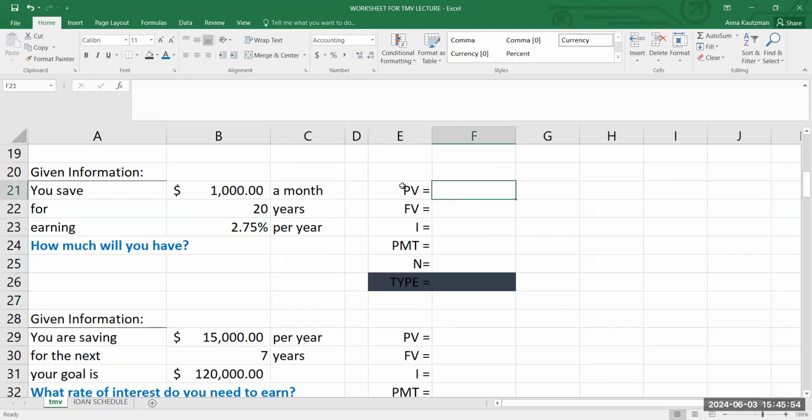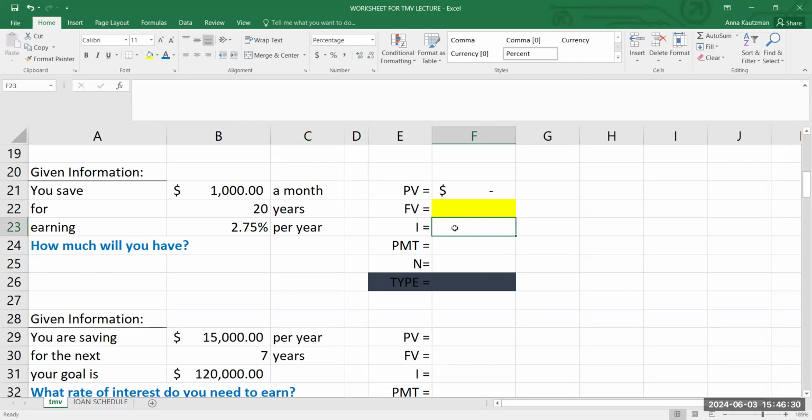If we go down these variables in order, the present value of the account is 0. You are just starting, so there's nothing in the account. Let's assume this is a savings account at the bank. They didn't give you any money. You start with 0 when you open the account. The future value is what we want to calculate. How much will you have? That's off in the future. So we'll just mark that as a highlight. That's where our answer will go.